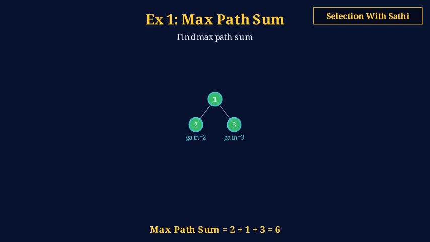Root -10, left gain is max of 0, 9 equals 9. Right gain is max of 0, 35 equals 35. Path sum, -10 plus 9 plus 35 equals 34. Less than 42. Global max stays 42. Answer, 42. The optimal path is 15 to 20 to 7, avoiding the negative root.